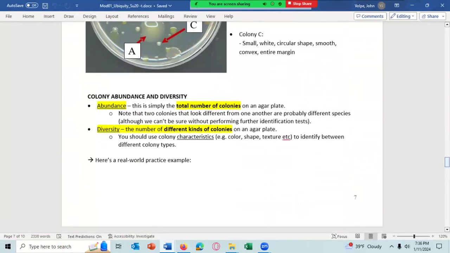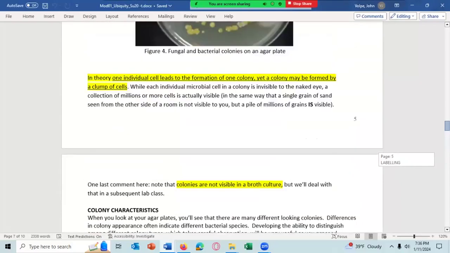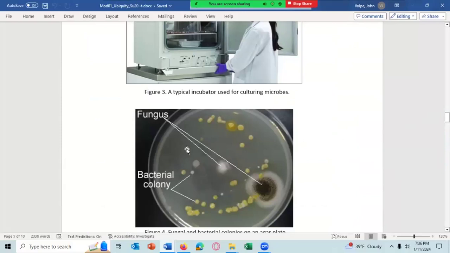When you're talking about colonies, there's 2 terms you need to know. The abundance. That is simply the total number of colonies on an agar plate. All you have to do is do a count, and you get the abundance. I'm not going to count all of them, but I'll count all of them above this line here. 1, 2, 3, 4, 5, 6, 7, 8, 9, 10, 11, 12, 13. So the colony abundance above this line is 13.